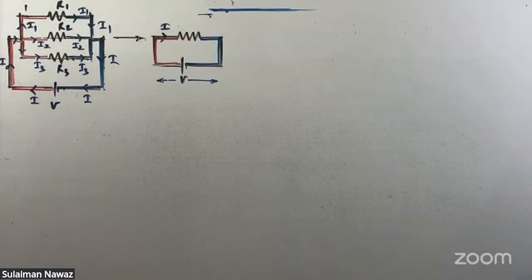Each resistor has the same potential difference. That is equal to the potential difference across the equivalent resistance.